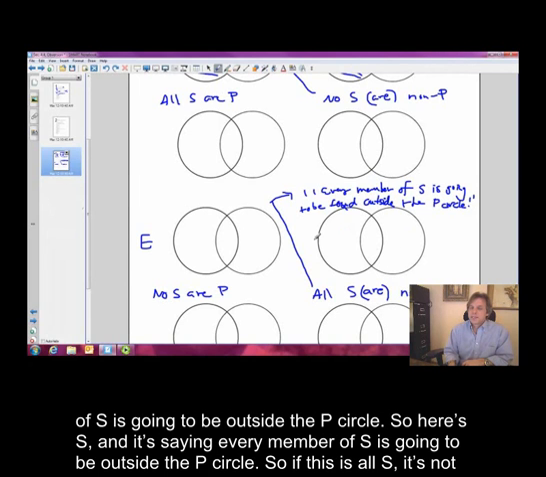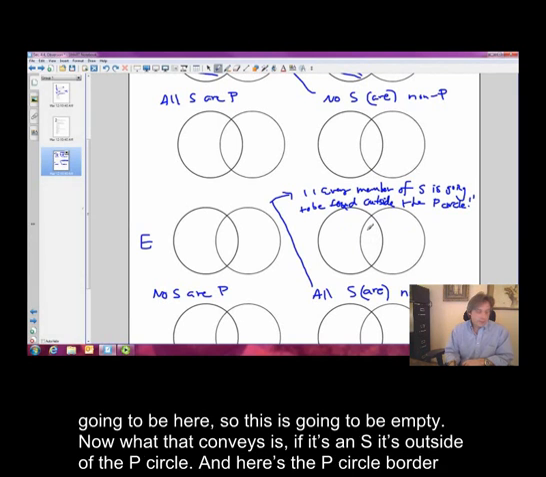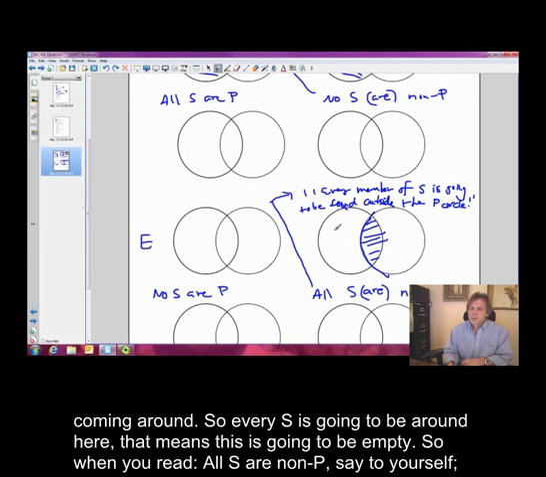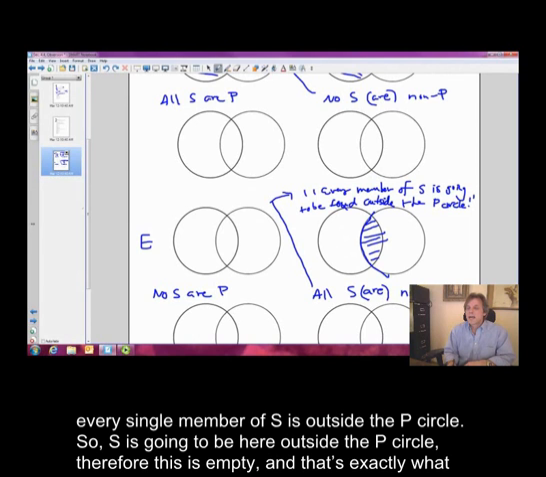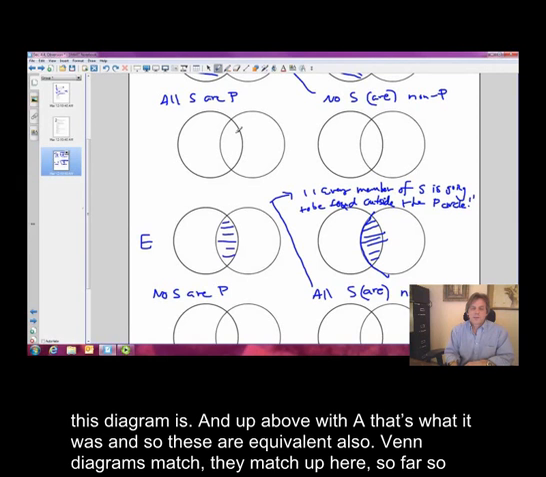So here's S, and it's saying every member of S is going to be outside the P circle. So if this is all S, it's not going to be here. So this is going to be empty. And what that conveys is if it's an S, it's outside of the P circle, and here's the P circle border, right, coming around. So every S is going to be around here. That means this is going to be empty. So when you read all S are non-P, say to yourself, every single member of S is outside the P circle. So S is going to be here, outside the P circle, therefore this is empty, and that's exactly what this diagram is. And up above with A, that's what it was, so these are equivalent also. Venn diagrams match, they match up here.